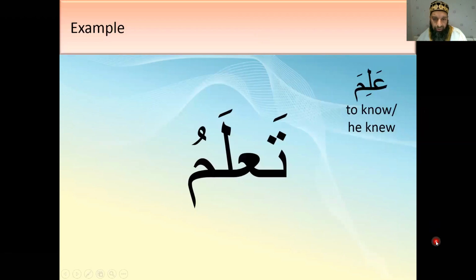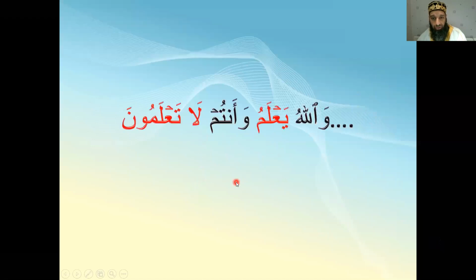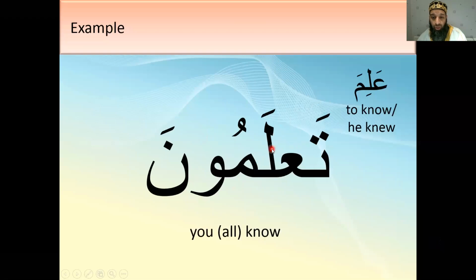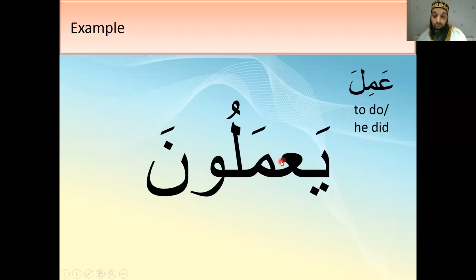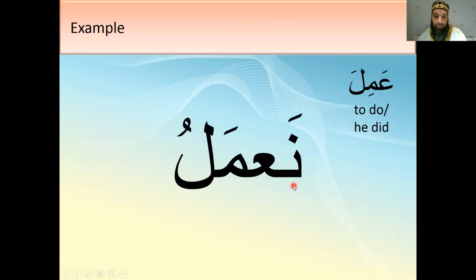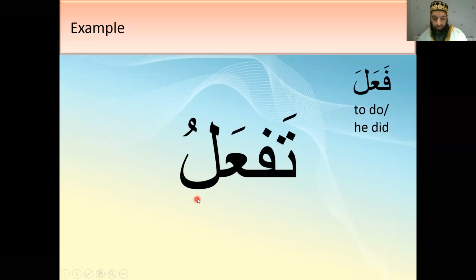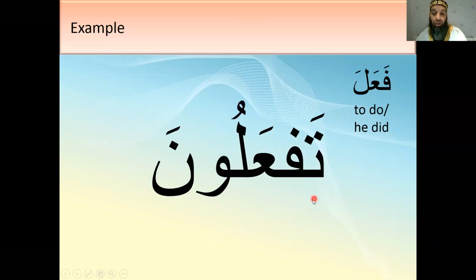Okay, inshallah. And then we just did these examples. Ta'lamu, you know. Ya'lamu, he knows. Ta'lamuna, you all know. Ya'lamuna, they all know. Ya'maluna, they all do. Ta'maluna, you all do. Na'malu, we do. Taf'alu, because we've only got about 2-3 minutes left, so I'm just going over them myself, inshallah. Taf'alu, you do. Taf'aluna, you all do. Yaf'aluna, they all do.